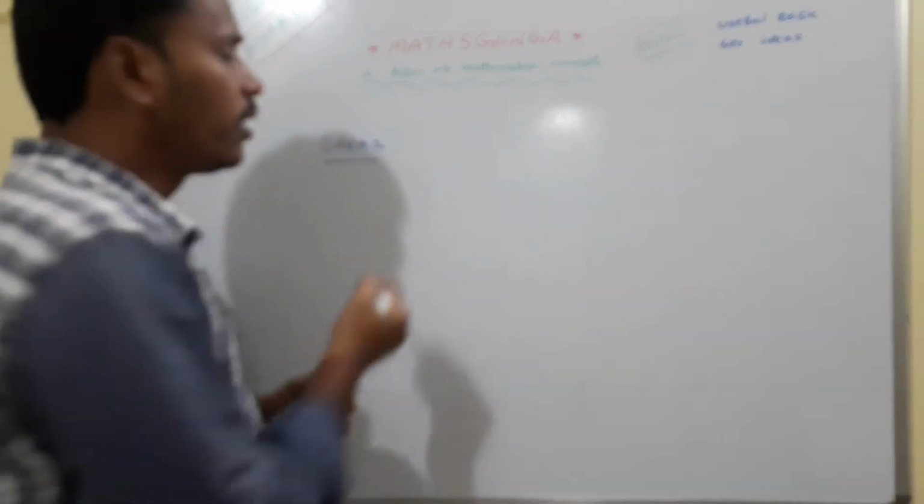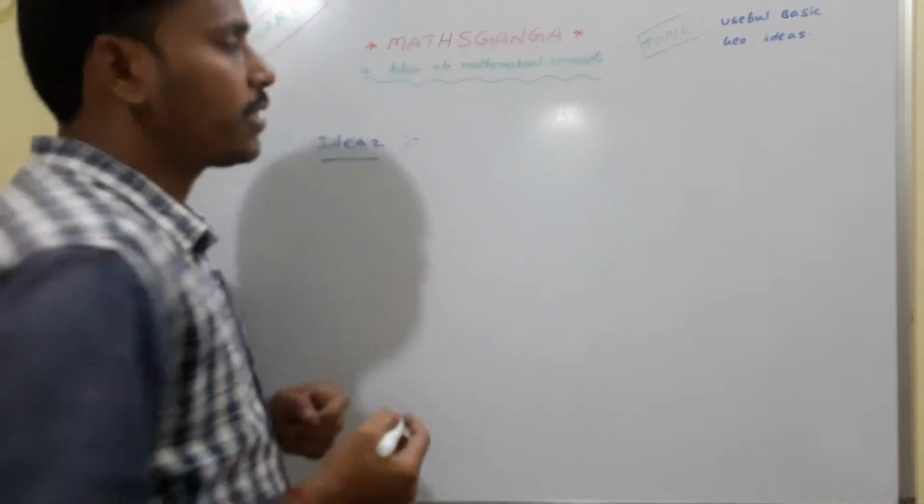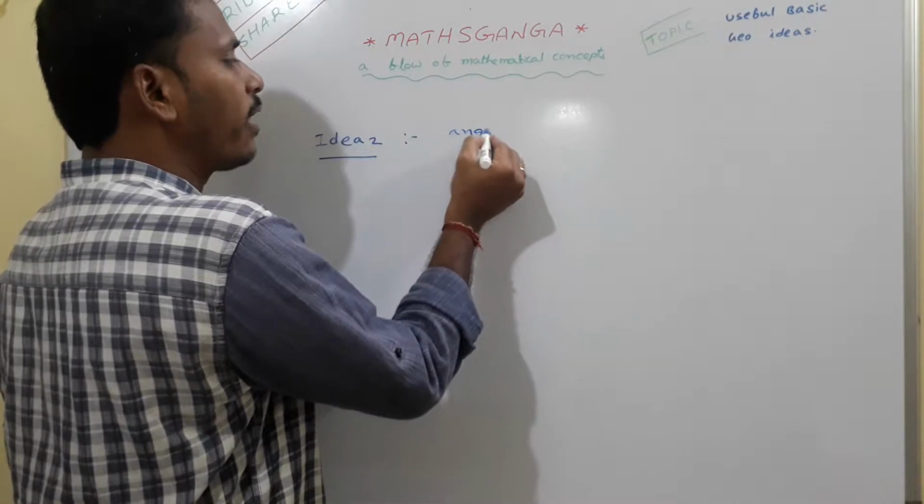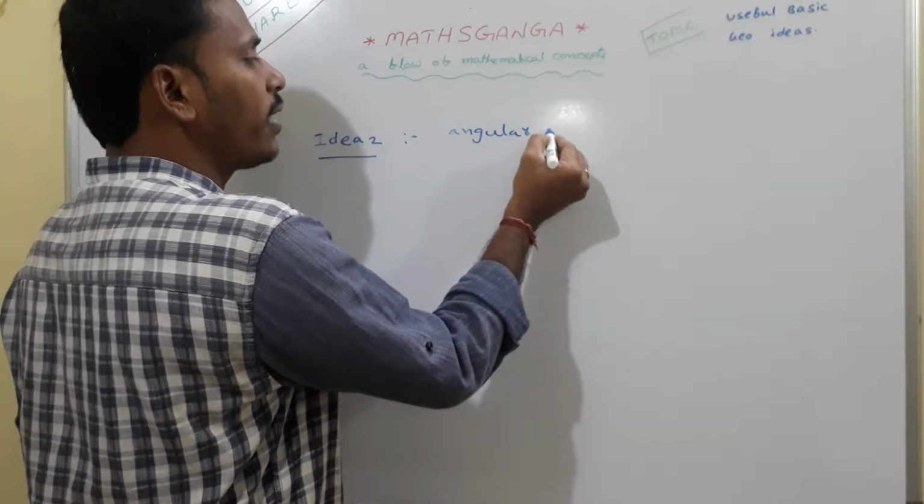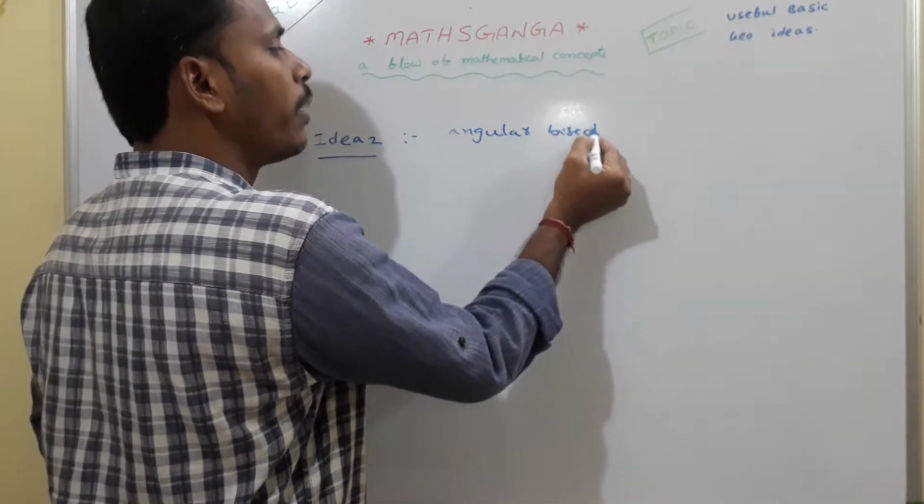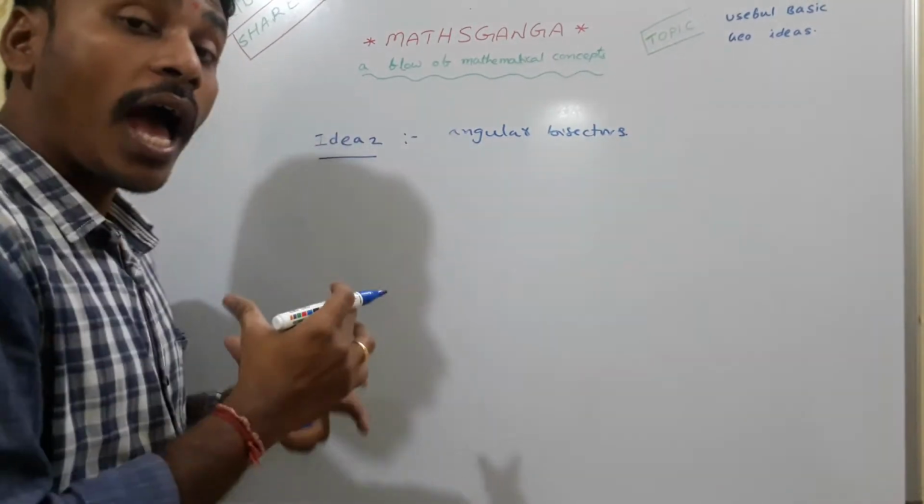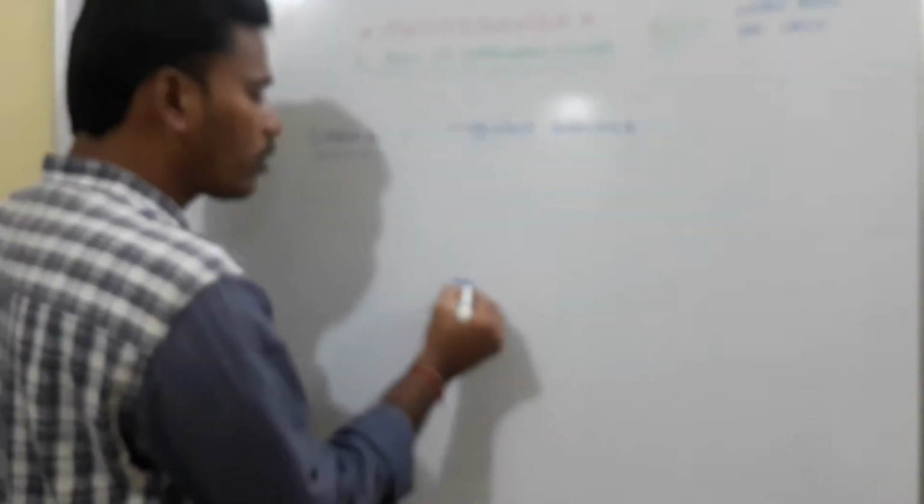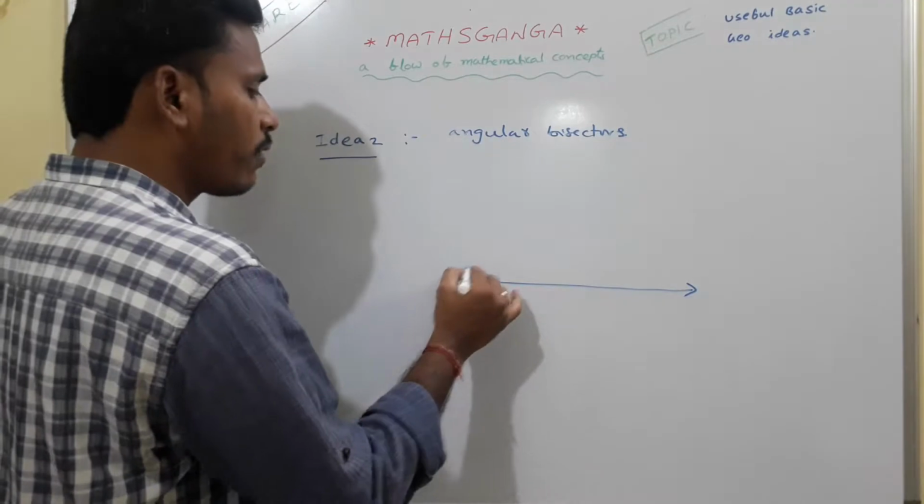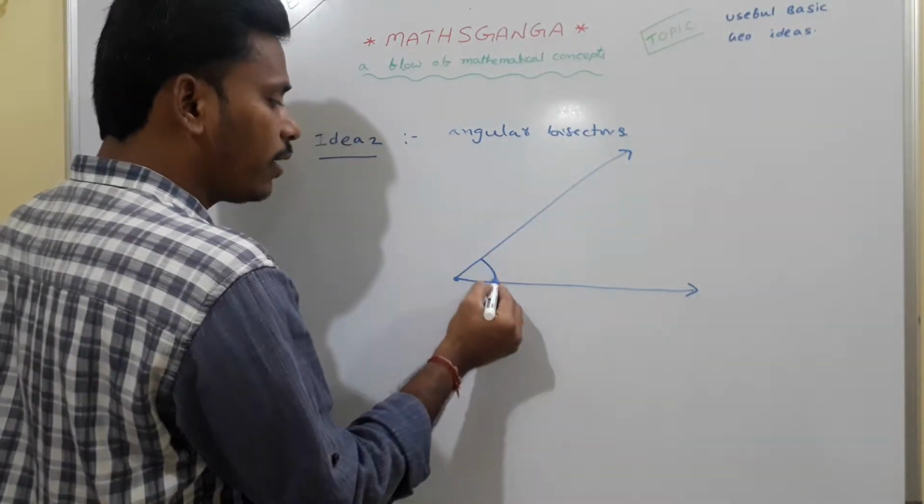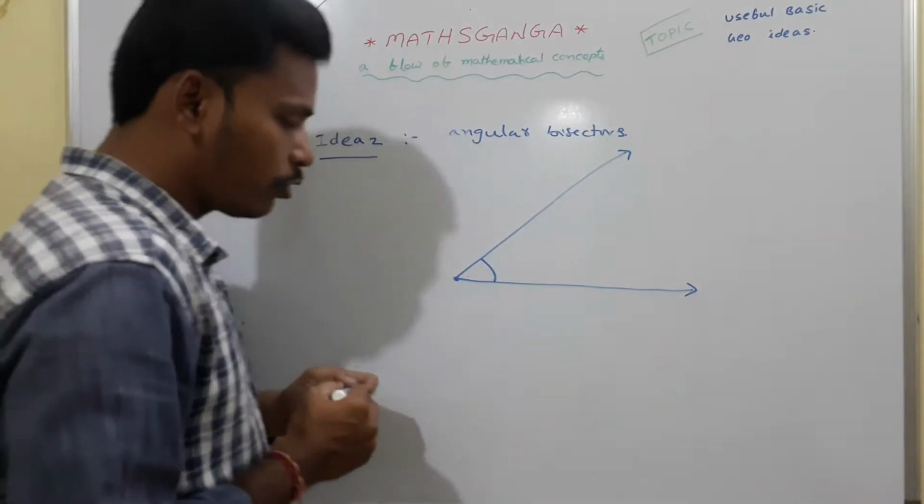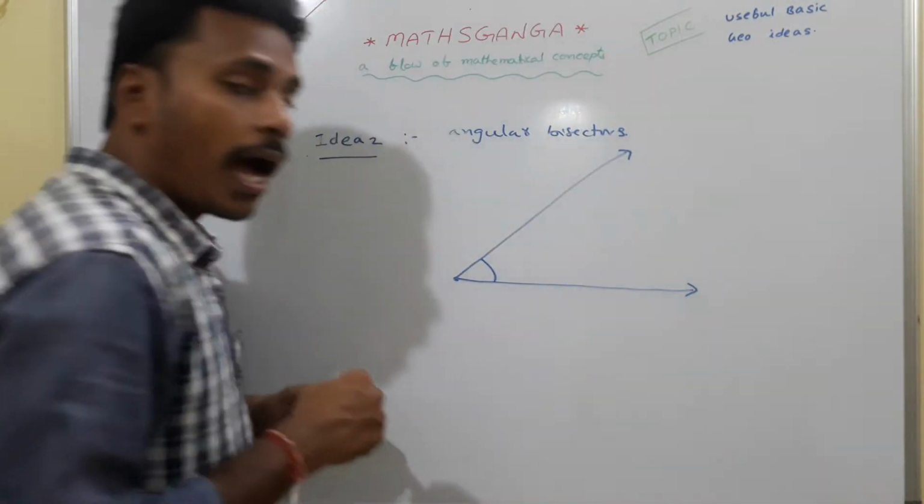This is idea 2, the angular bisector. See how an angle is formed. Already we discussed the angle in the previous two videos. Now, angular bisector. First, suppose there are two rays forming an angle. This is the angle, and I am going to discuss the angular bisector.